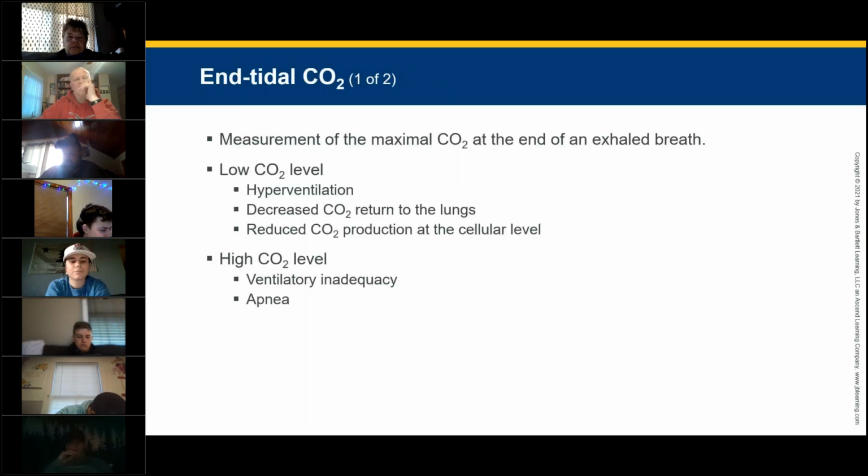End-tidal CO2 is the measurement of the maximal concentration of CO2 at the end of an exhaled breath. A low CO2 level could indicate hyperventilation or decreased CO2 return to the lungs. It can also reflect reduced CO2 production at the cellular level. A high CO2 level may indicate the patient is retaining CO2 secondary to ventilation inadequacy, such as apnea, or the absence of breathing.